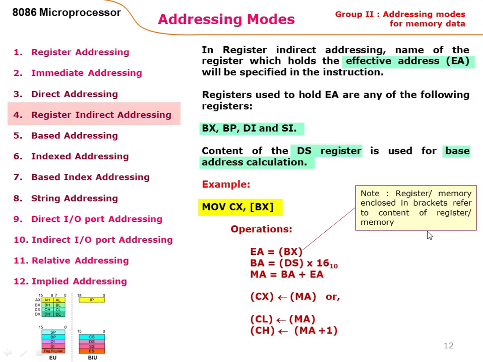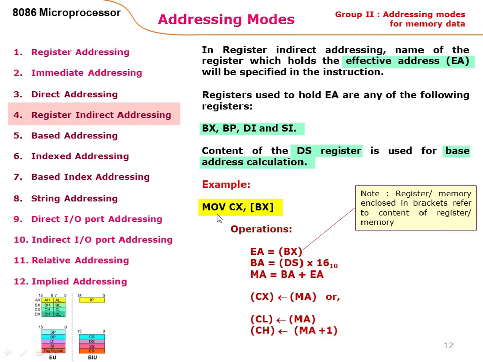The next addressing mode is register indirect addressing mode. In this mode, the name of the register which holds the effective address is specified in the instruction. Registers used to hold the effective address are any of the following: we can use BX, BP, DI and SI registers to hold the effective address, and the content of the DS register is used for the base address calculation.